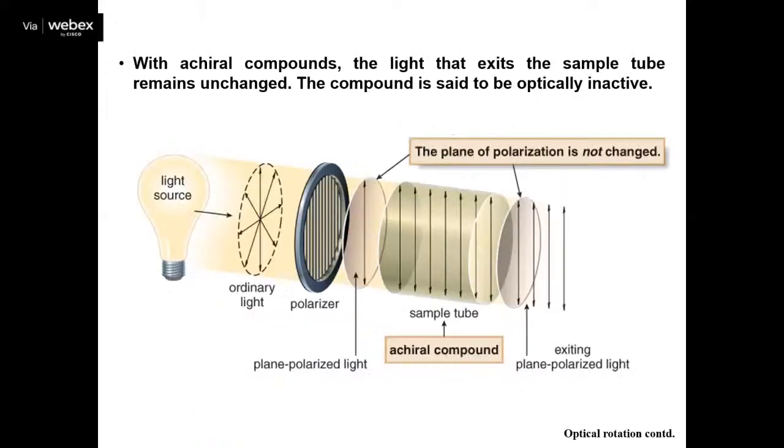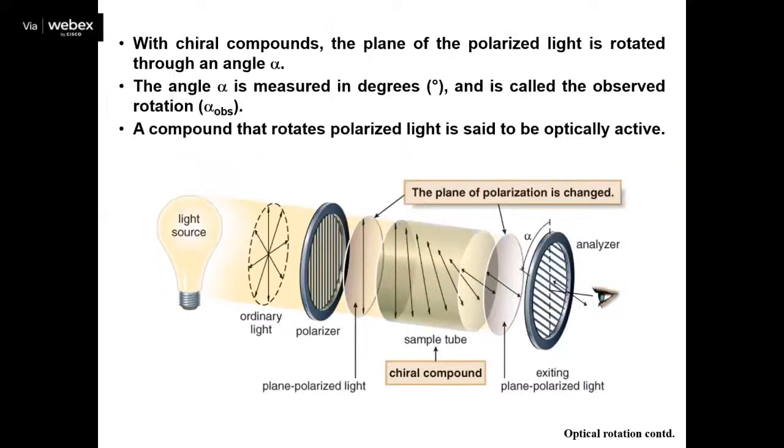Here you can see that when the compound is achiral, the light that exits the sample tube remains unchanged. When the composition of the oil is chiral, it will rotate, either levorotatory or dextrorotatory. So if chiral compounds are there, the light will rotate. With a chiral compound, the plane of polarized light is rotated through some angle, and the angle is measured in degrees and is called the observed rotation.